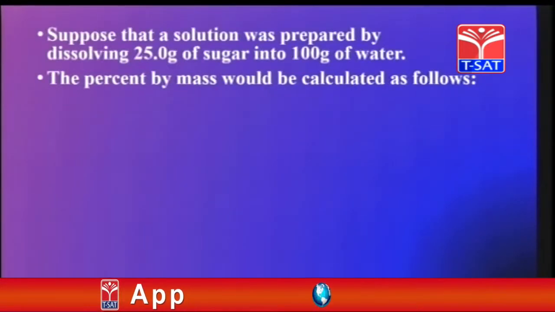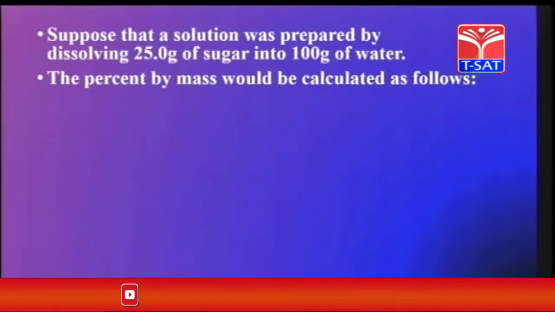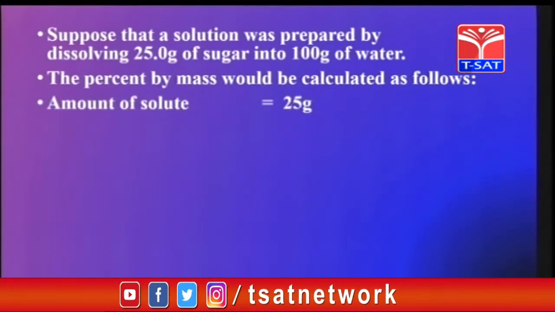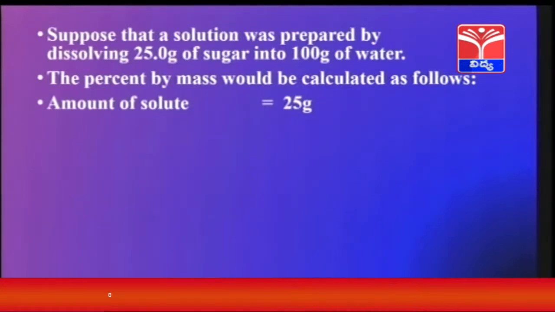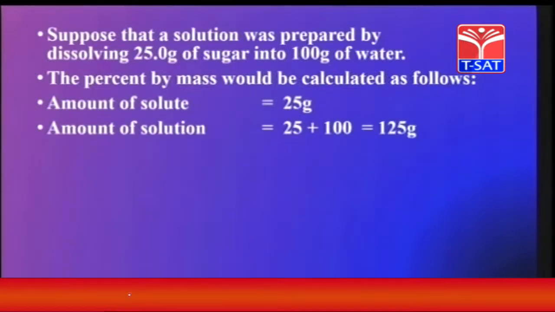Let us do one example, children. If you make a sugar solution by adding 25 grams of sugar in 100 grams of water, then how will you find out the percent by mass? By the help of a formula. Now, how much is the amount of solute present in the solution? We have taken 25 grams of sugar, we have taken 100 grams of solvent. So what is the total amount of solution? 25 plus 100, that is 125 grams.